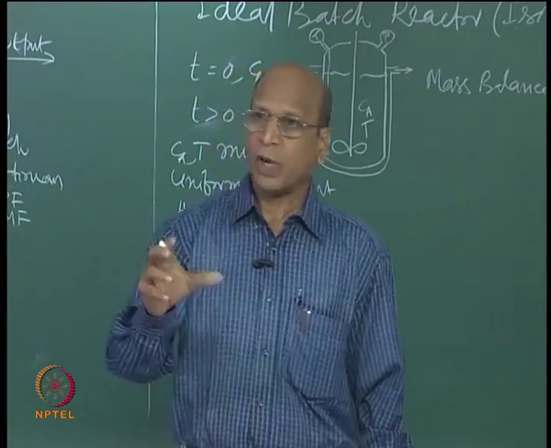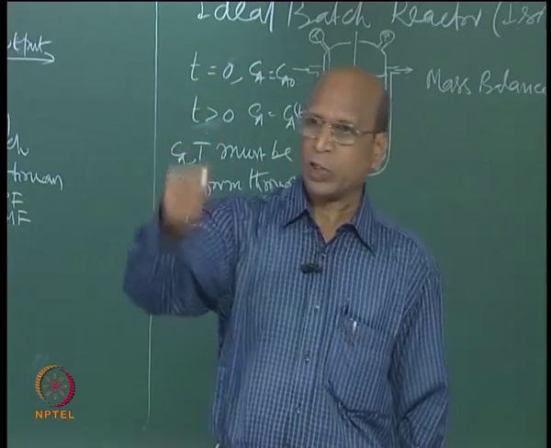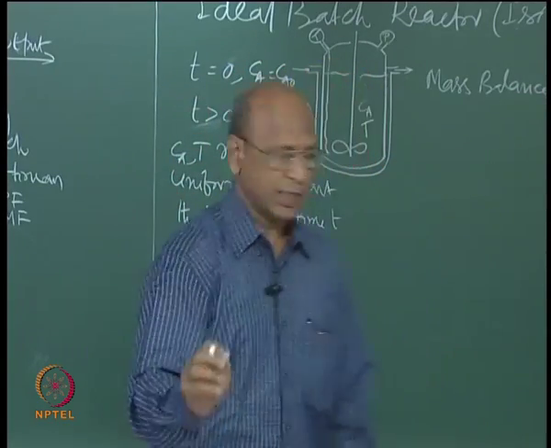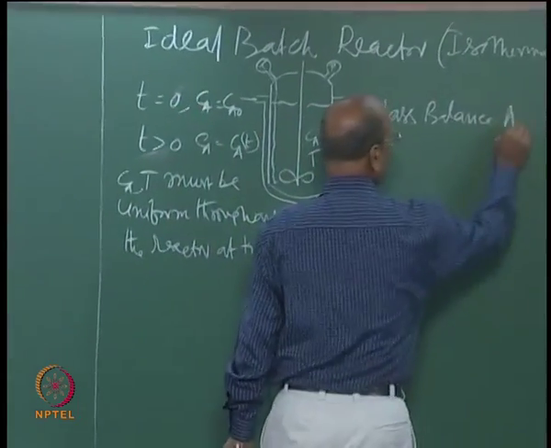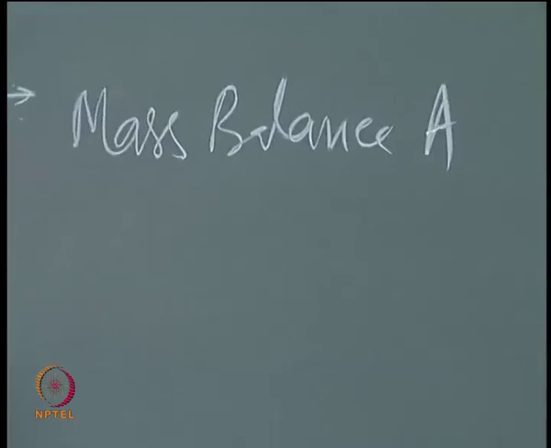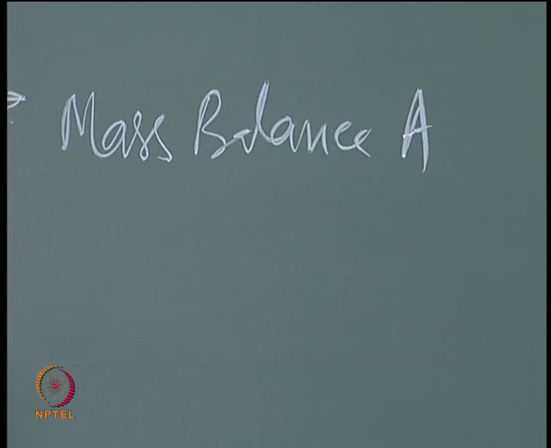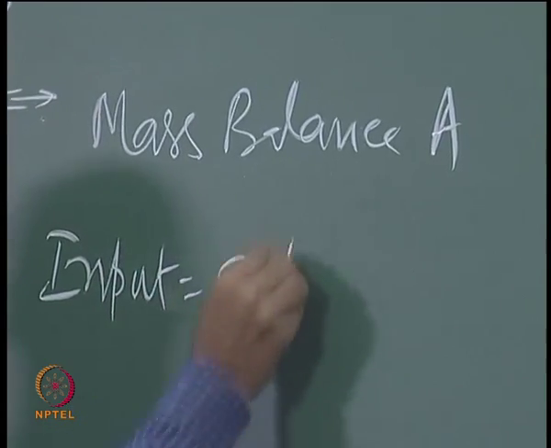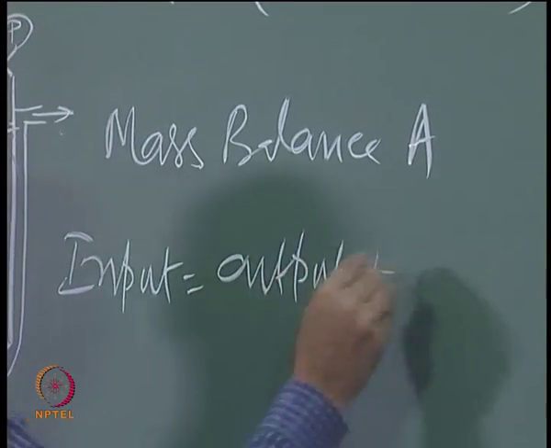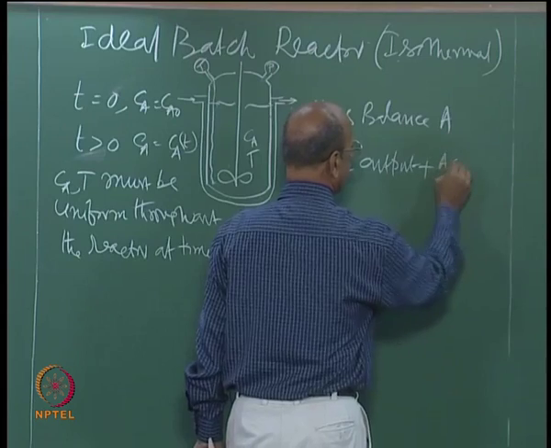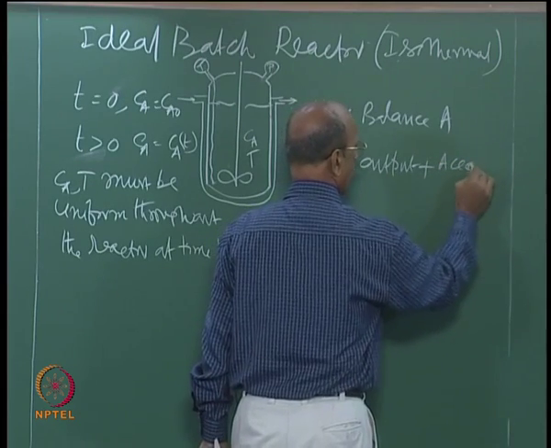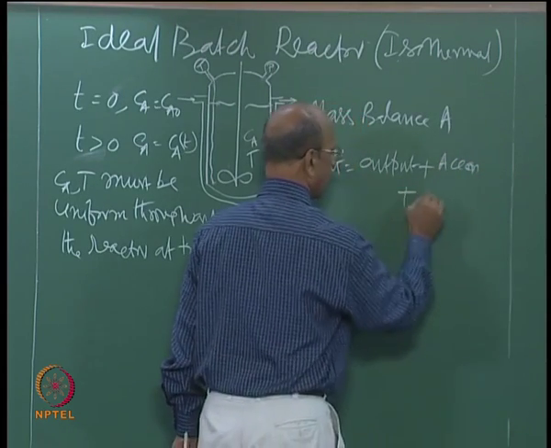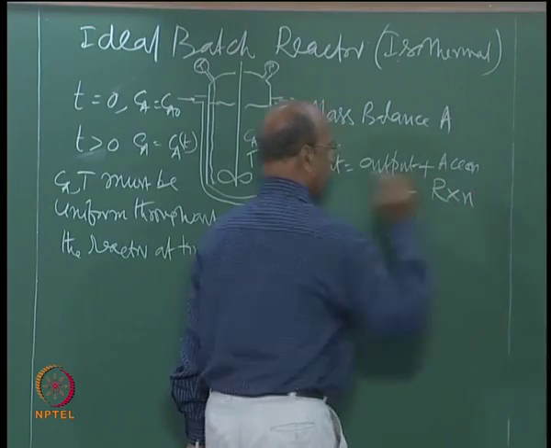So, that is why we have to write only for a particular species, and here we do it for the key reactant, and all the time when we write mass balance for A, that means that is our key reactant or limiting reactant. The universal equation always what we have is input equal to output plus accumulation plus reaction.